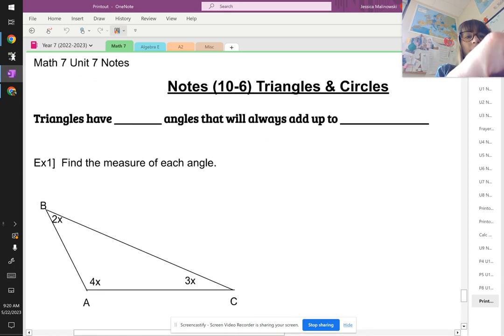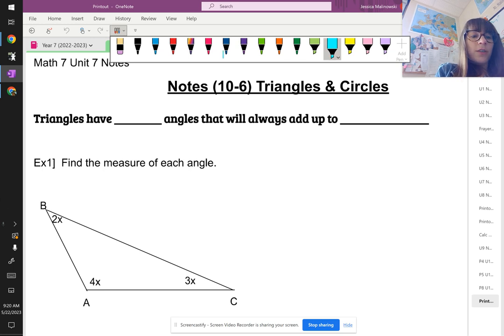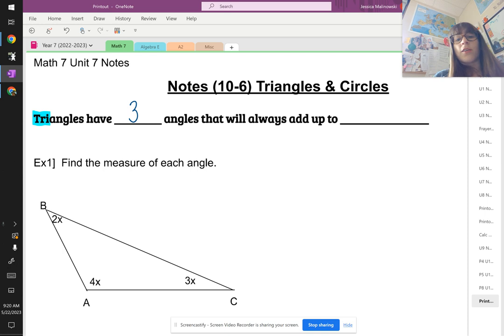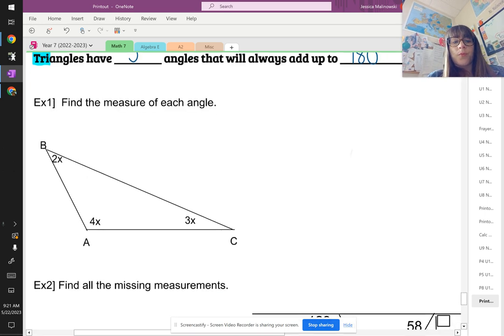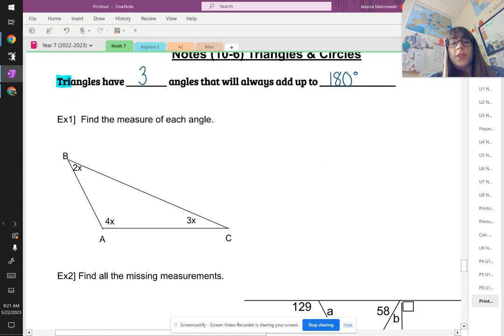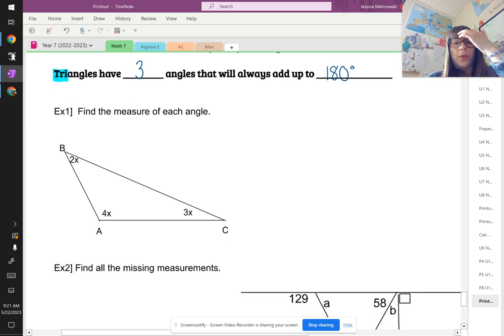So triangles, notice the prefix of that, tri. Triangles have 3 angles, and we now know that those 3 angles are always going to add up to 180 degrees. That is always true. So we're going to use that piece of information to help us with this first example here.